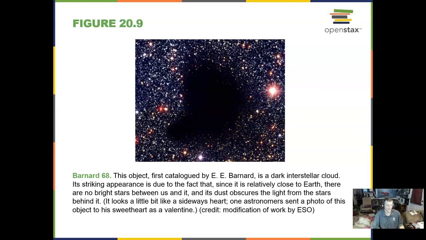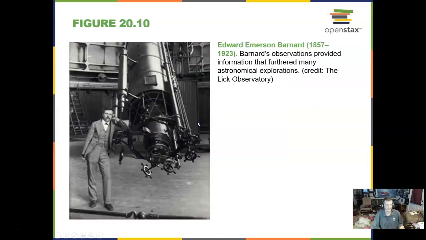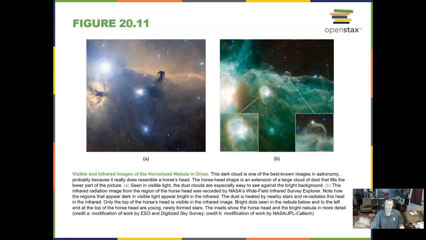This dark object, named Barnard 68, is very close to Earth and has a lot of gas and dust, lots of dust. Here is Barnard at the Lick Observatory. More pictures of Orion, including the Horsehead Nebula right there. Pretty neat.